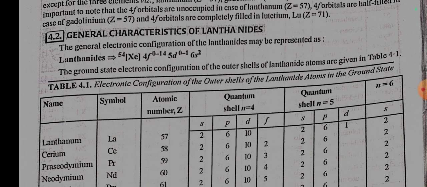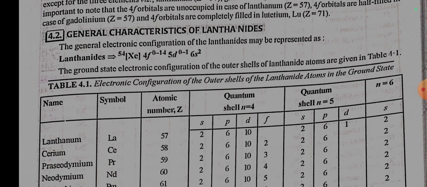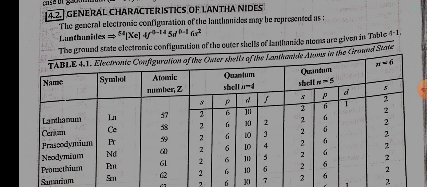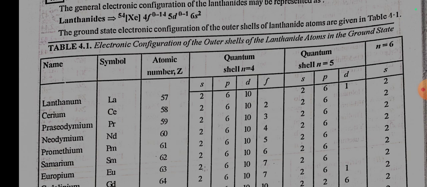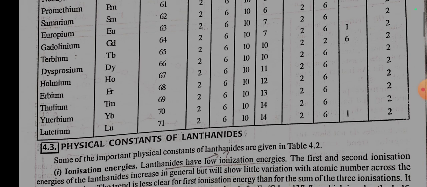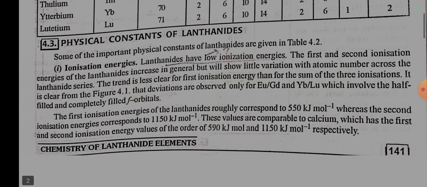General characteristics of lanthanides. The general electronic configuration of the lanthanides may be represented as [Xe] 4f0 to 14, 5d0 to 1, 6s2. The ground state electronic configurations of the outer shells of lanthanide atoms are given in table 4.1. Physical constants of lanthanides. Some of the important physical constants of lanthanides are given in table 4.2.